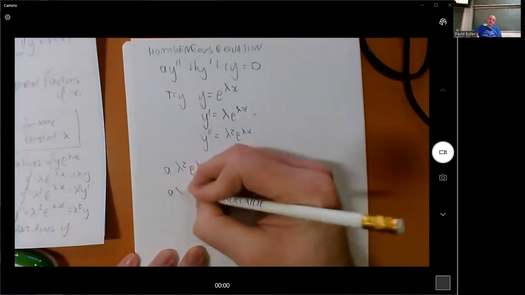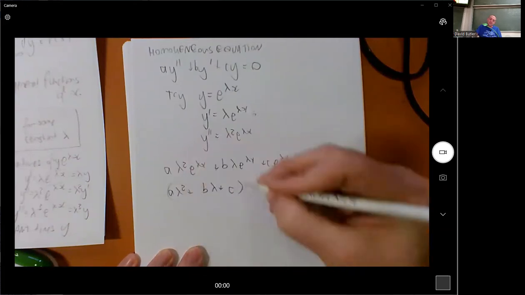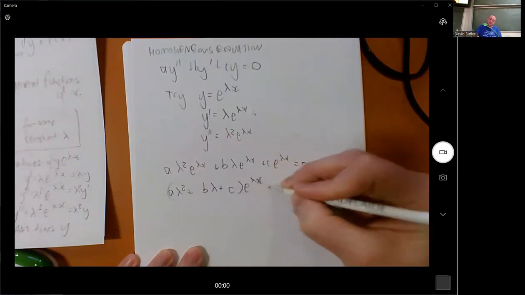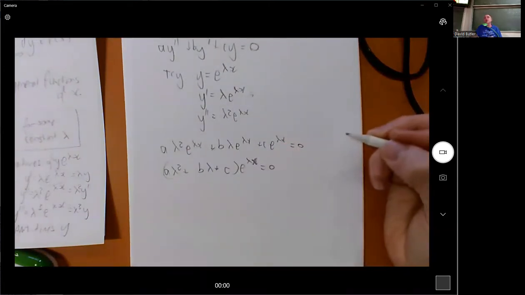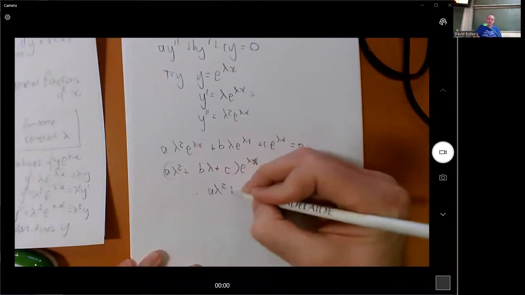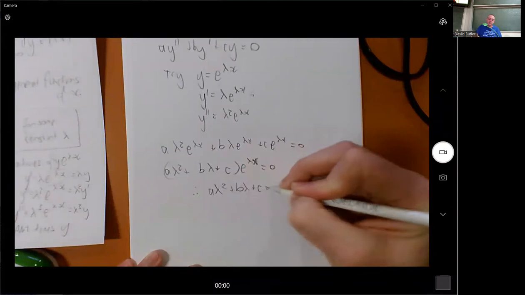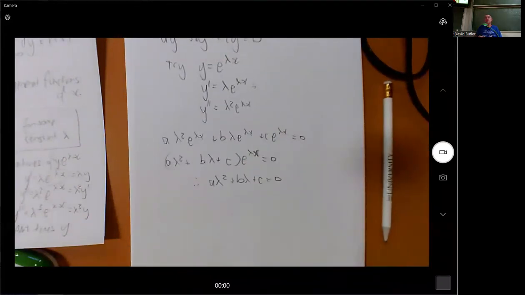And so I factorize that out. And I note that e^(λx) is never 0, no matter what x is. And so therefore this must be 0. And this thing is called the characteristic equation.